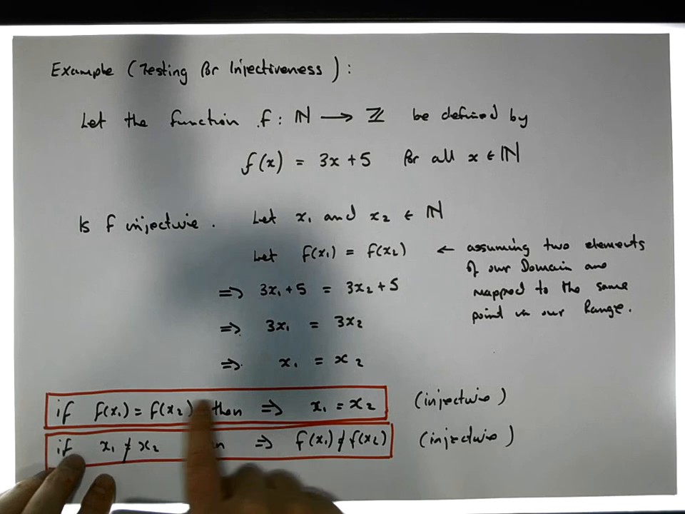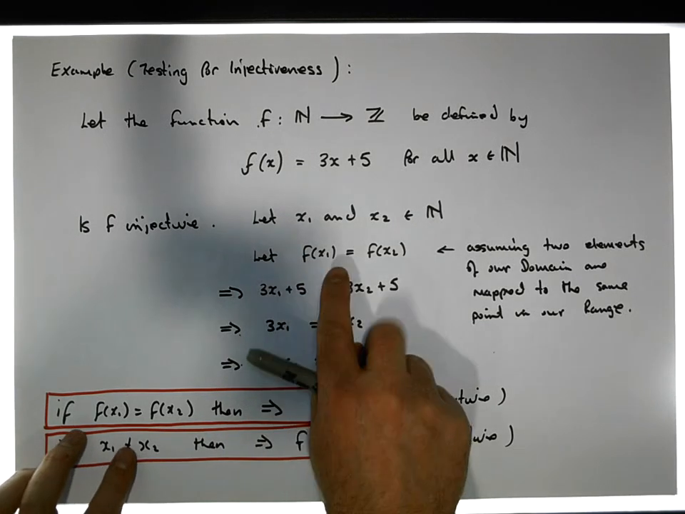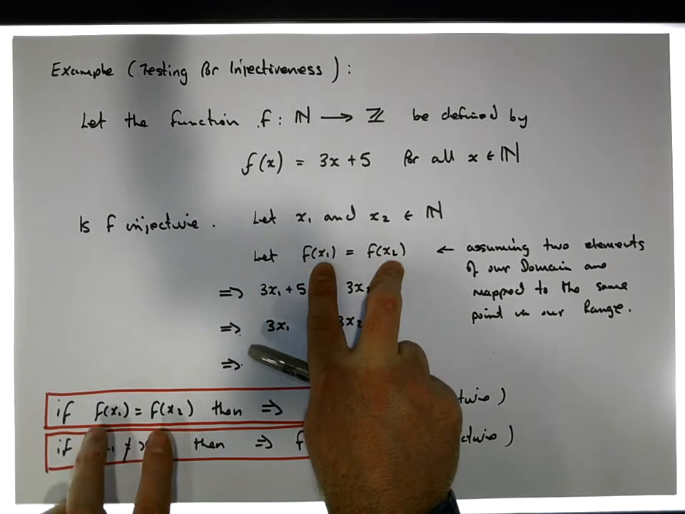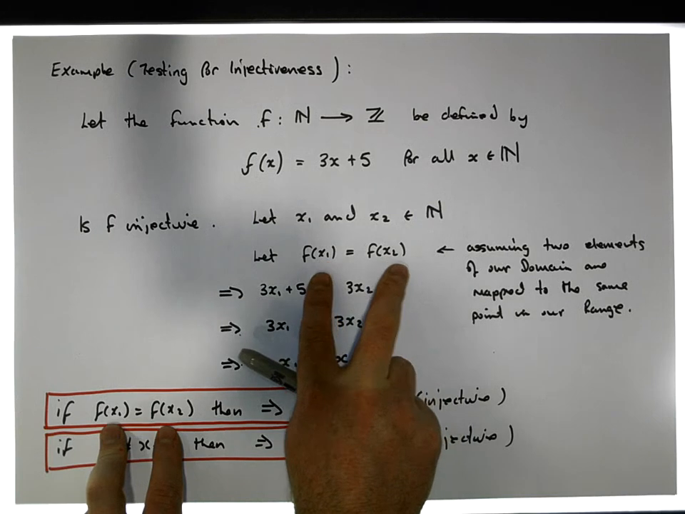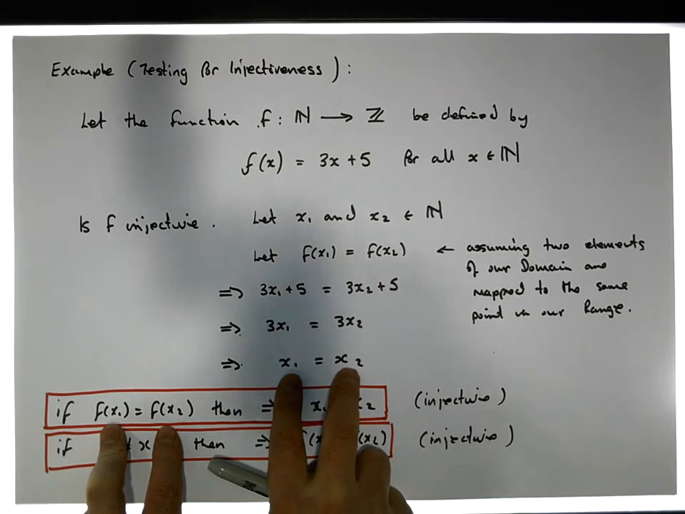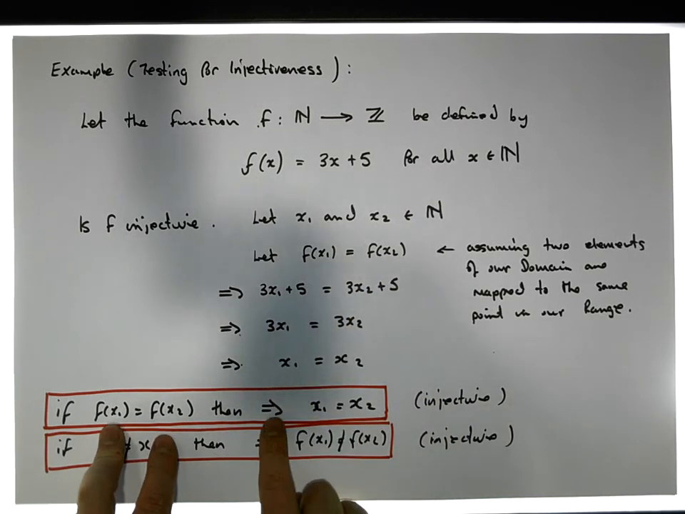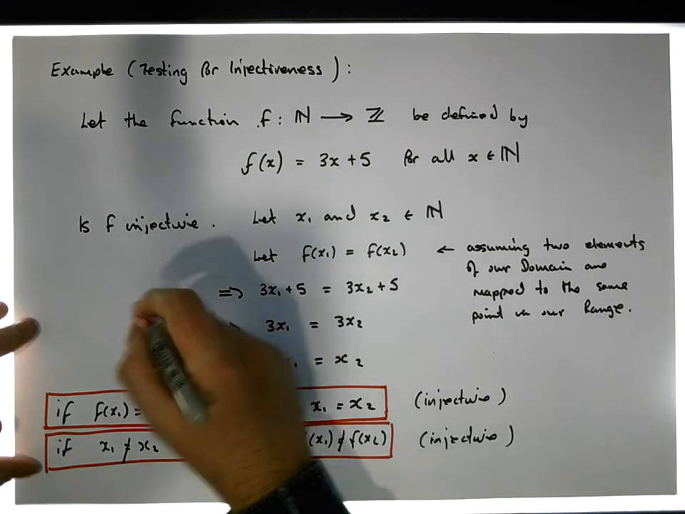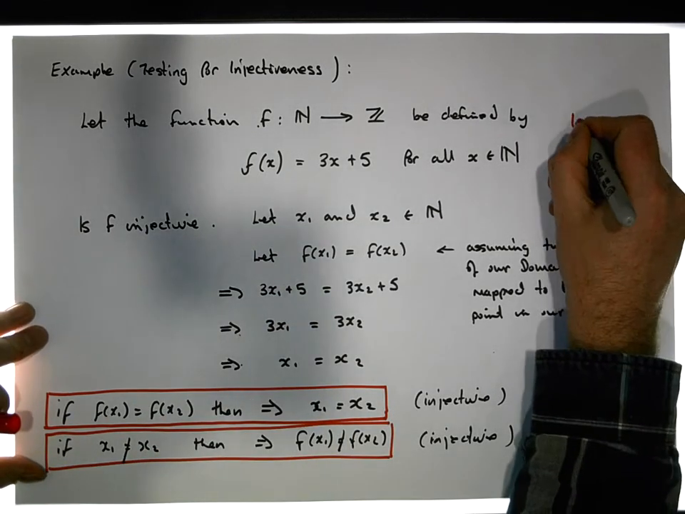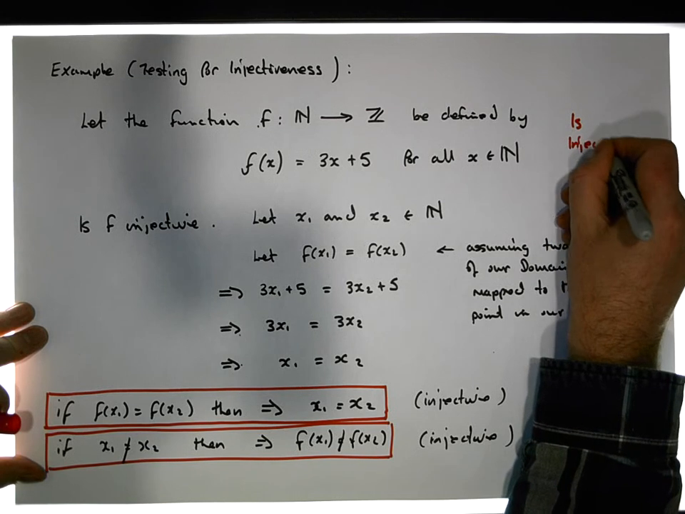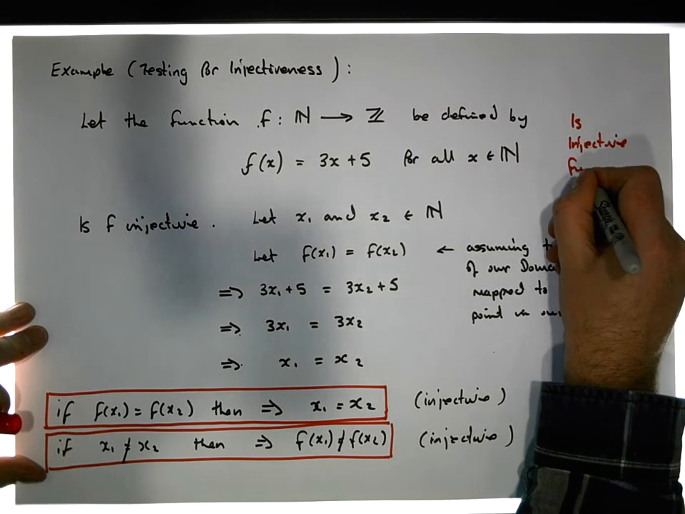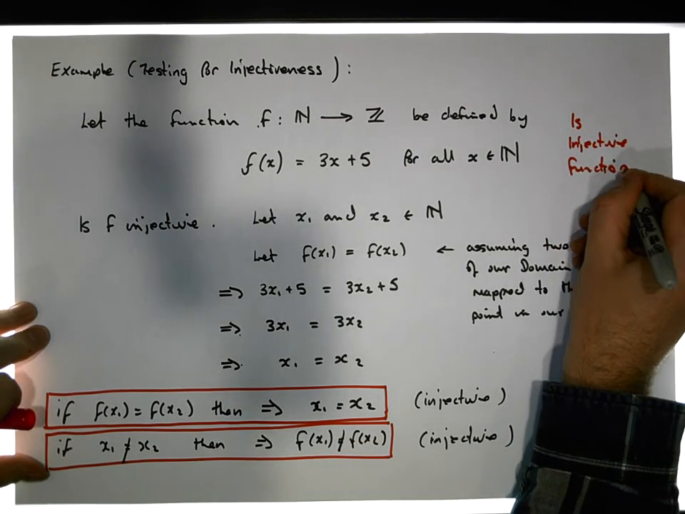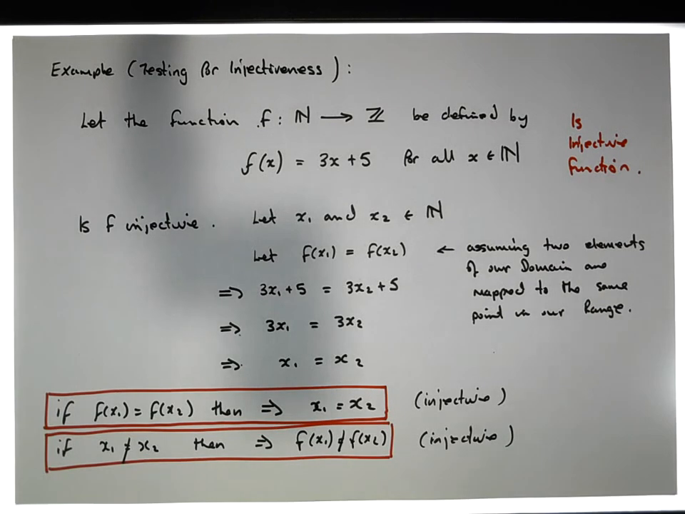So you can see that we assume that f of x1 is equal to f of x2. Then through the deduction, what we end up with is x1 is equal to x2. That's exactly what we need. So hence, this function is injective. It is an injective function. So that's an example of how we test to see whether a function is injective or not.